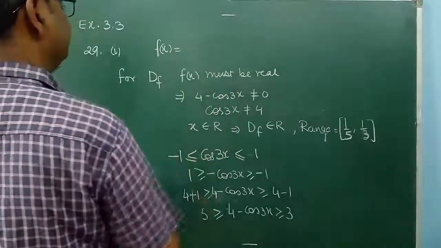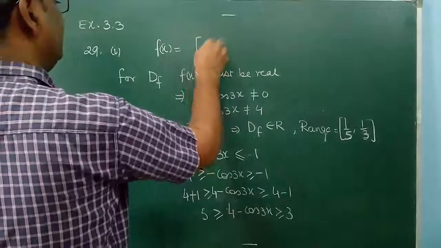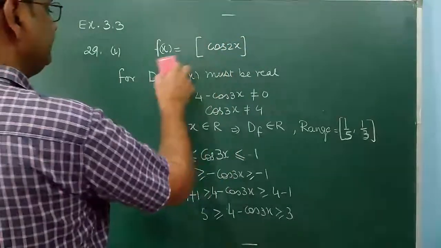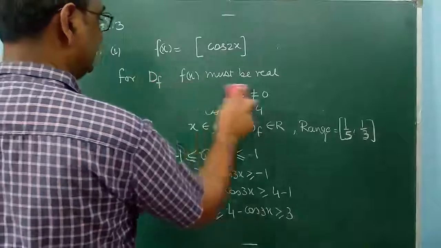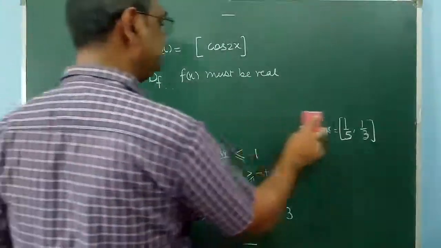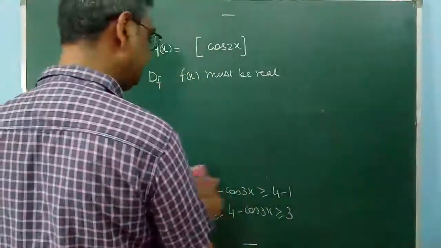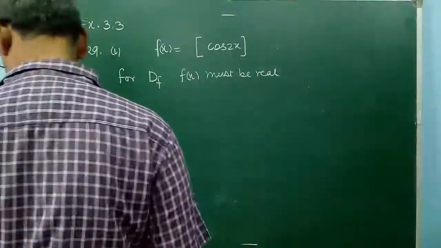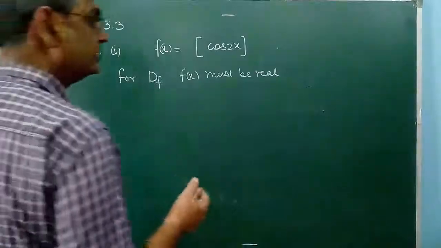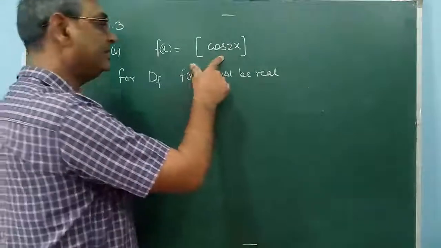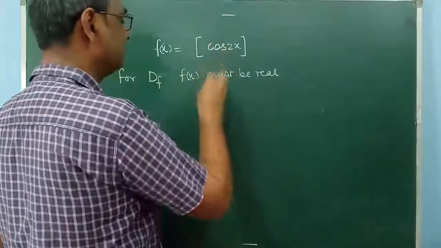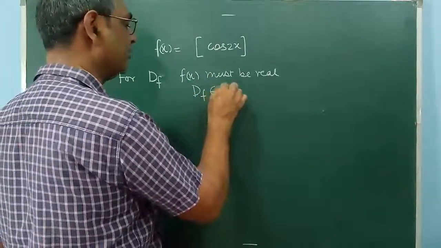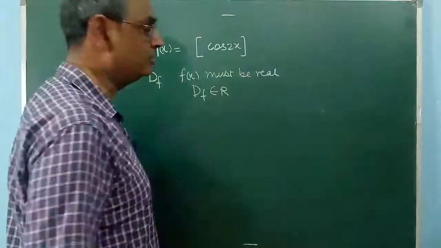Now we are having this one as cos 2x. Here the meaning of this bracket is that this is called the greatest integer function. It is not a simple bracket, this is the greatest integer function. So here the domain of the function: x can be anything, so the domain belongs to R. We can assign any value to x.